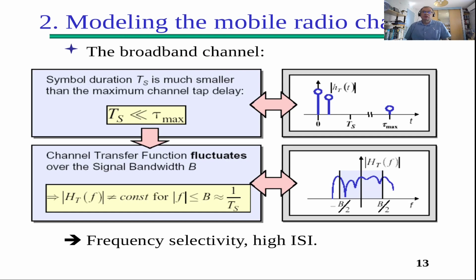Now if you consider the opposite, which is the broadband channel, in this case you've got TS that is much smaller than the maximum channel tap delay. So the bandwidth of your transmitted signal is quite large, and of course it's much larger than the stability region of the channel. So you've got real frequency selectivity, as can be seen on the figure, and also high ISI.